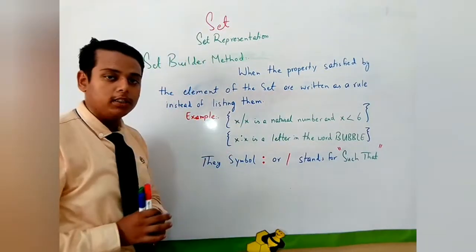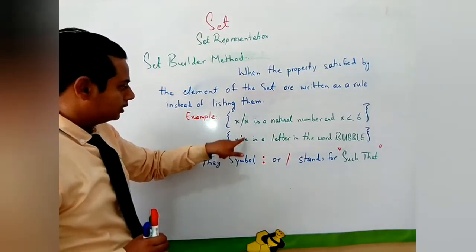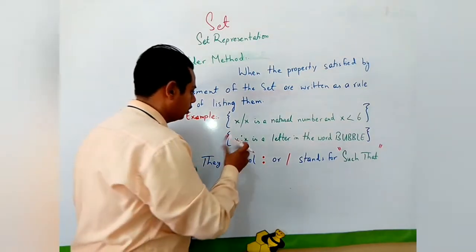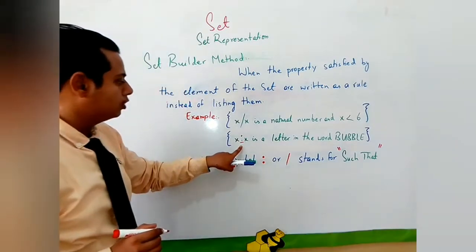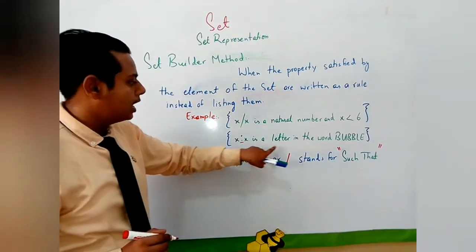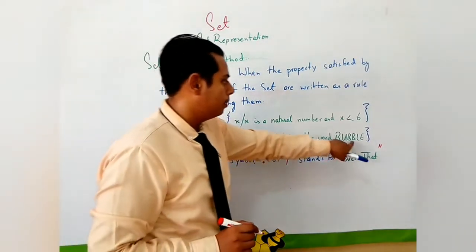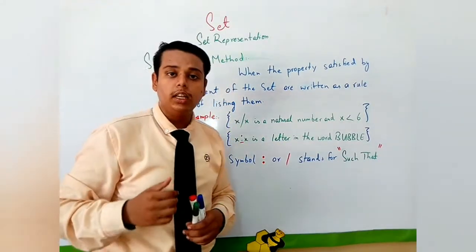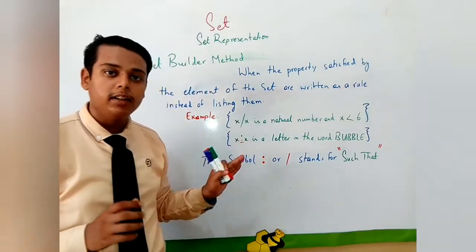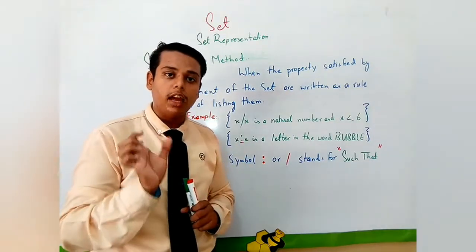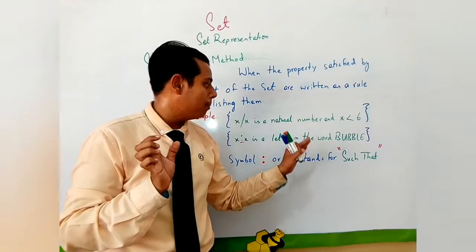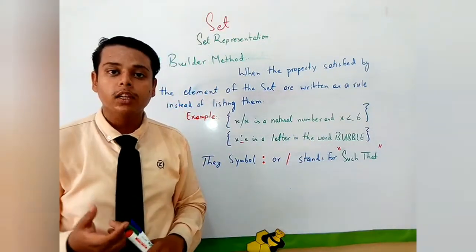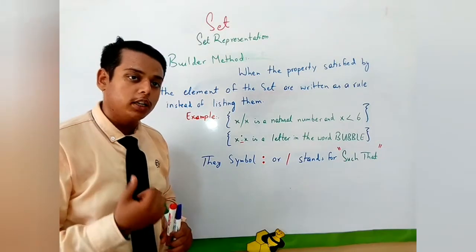Now the second example is also there. x such that, this sign shows, what is the meaning of this sign? This sign shows such that, x is a letter in the word bubble. Fine, letters in the word bubble means in this it represents that we have to write the alphabets of the word bubble. हम सेट के अंदर क्या लिखेंगे, बबल वर्ड के वर्ड्स को लिखेंगे.